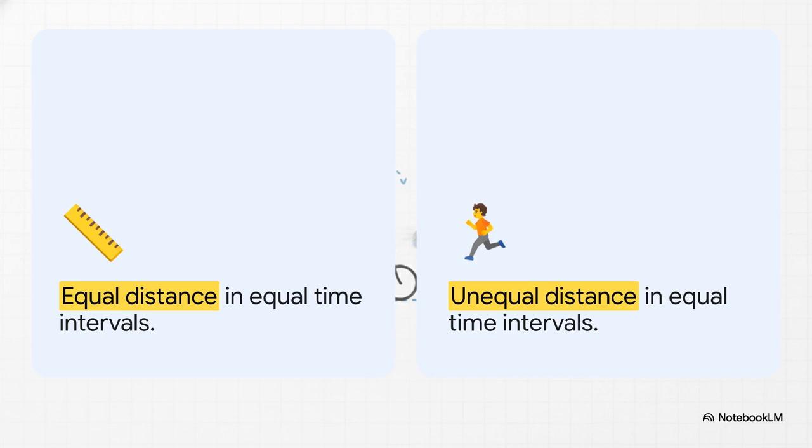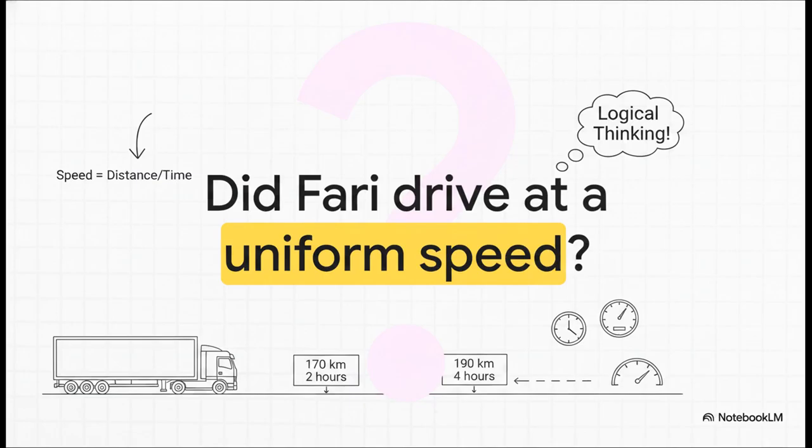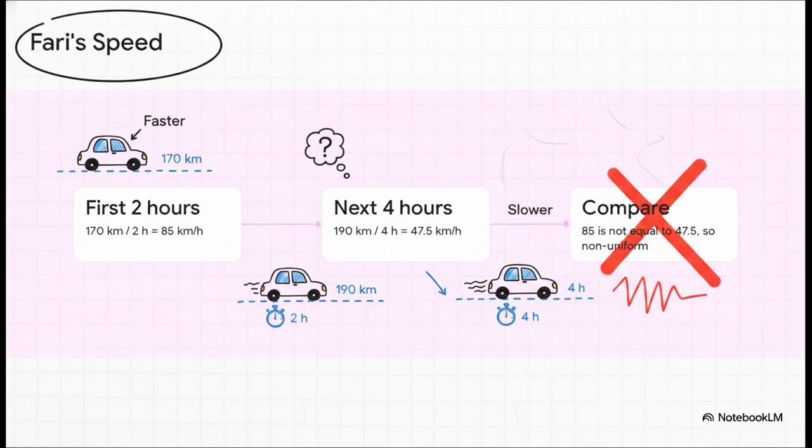That's non-uniform speed. Let's test this out with a practical question. Picture Fari driving a trailer, and his journey is split into two very different legs. For the first 2 hours, he drives 170 kilometers. But for the next 4 hours, he only drives 190 kilometers. So, think logically for a second. Did his speed stay uniform? Let's crunch the numbers step by step.